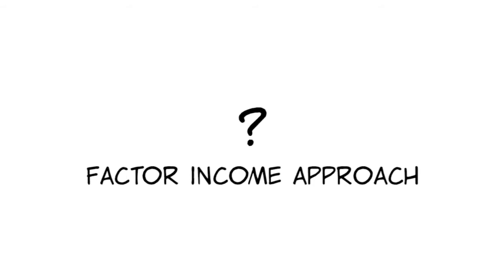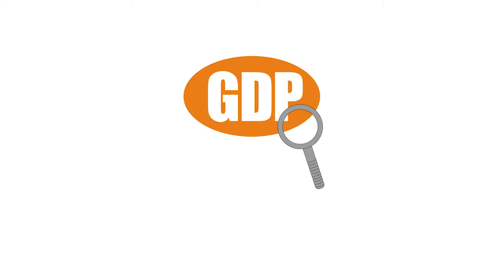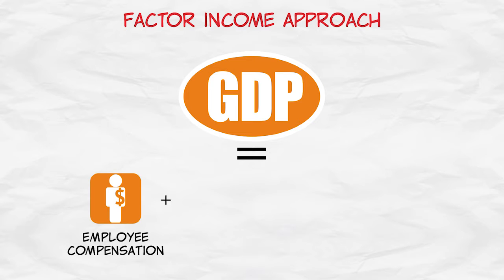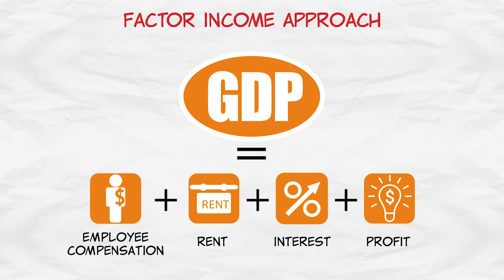What is the factor income approach? It describes one approach to calculating GDP through income. Also known as the income approach, the factor income approach measures GDP by adding up employee compensation, rent, interest, and profit.